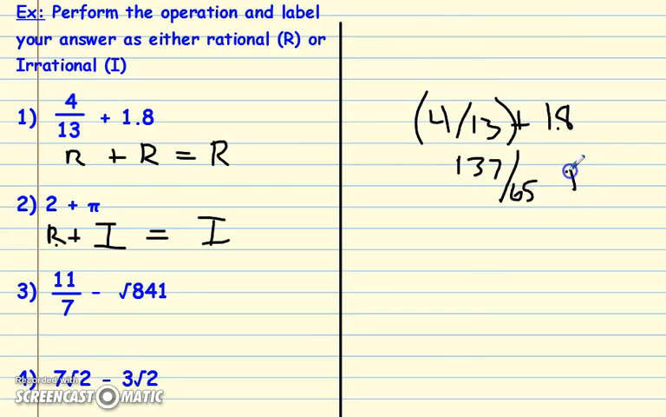Which is a rational number. So that's our answer for number 1. Now number 2, I've got a rational plus an irrational. Let's just double check to make sure it's irrational.